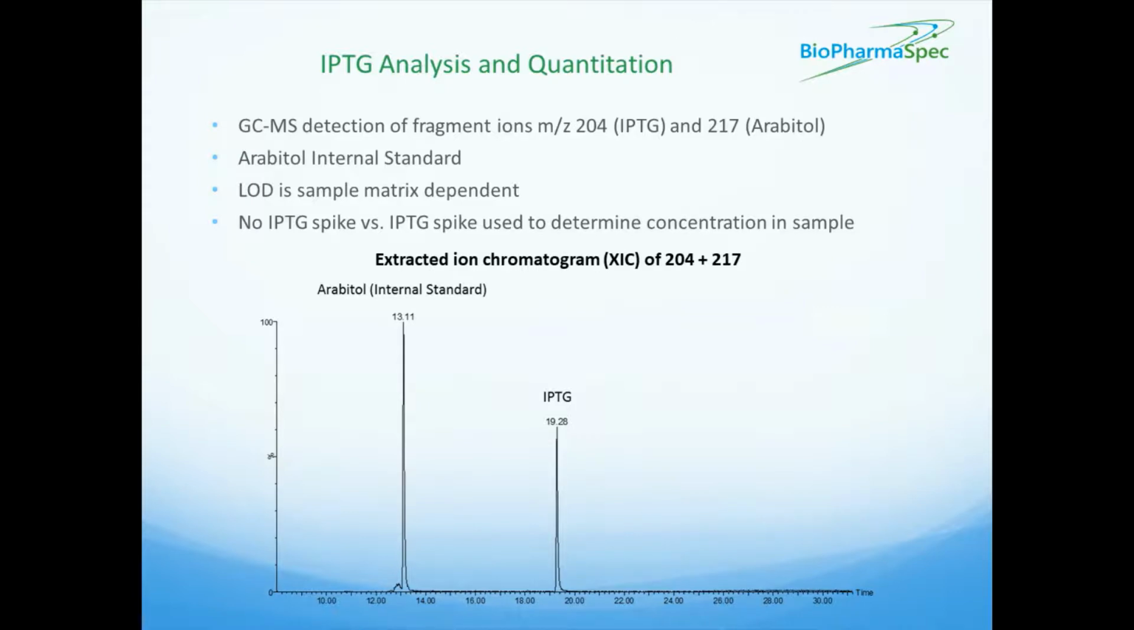Now, for this assay, the standard that we use is actually IPTG itself. And what we're going to do is take an aliquot of the sample and spike it with a known amount of IPTG. We can then compare the peak areas of a spiked sample to an unspiked sample and do some basic calculations to estimate an absolute concentration of IPTG with great accuracy.